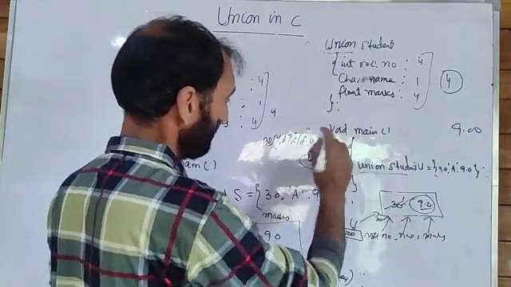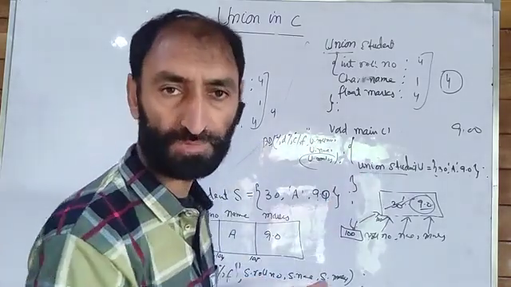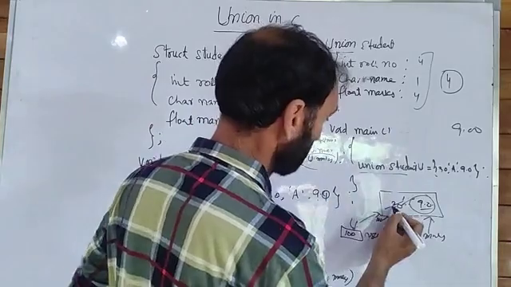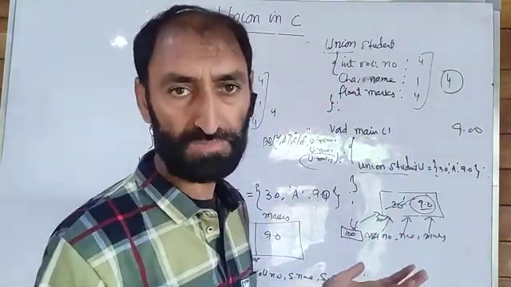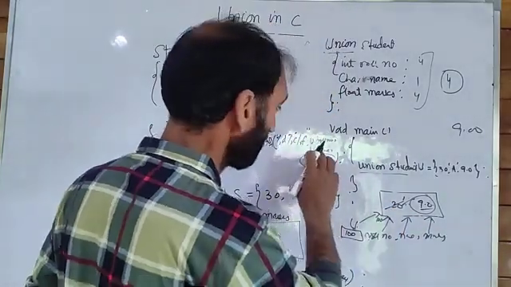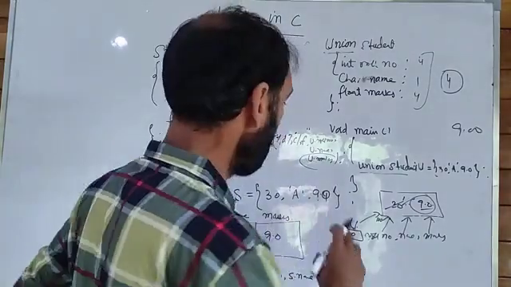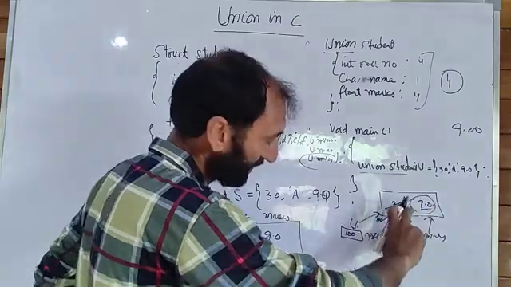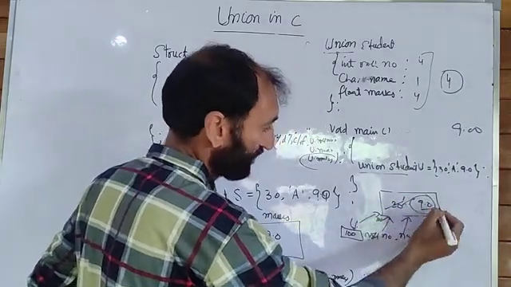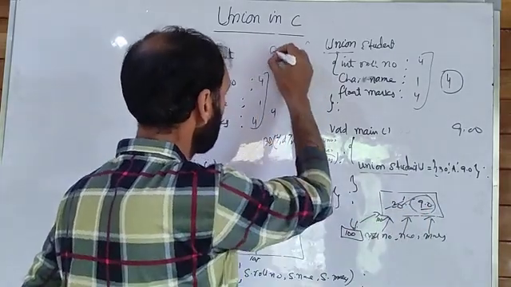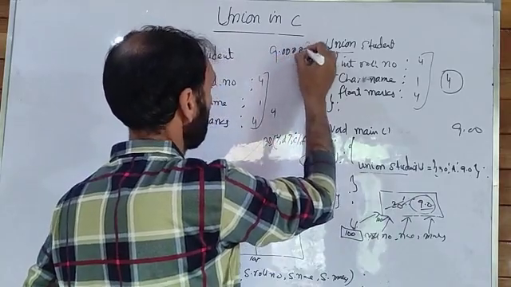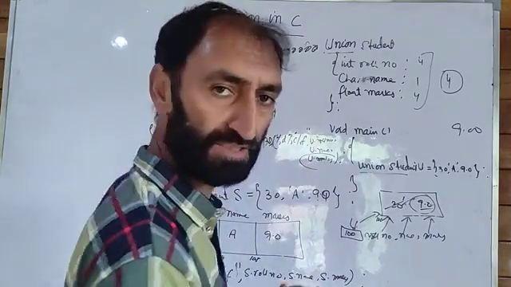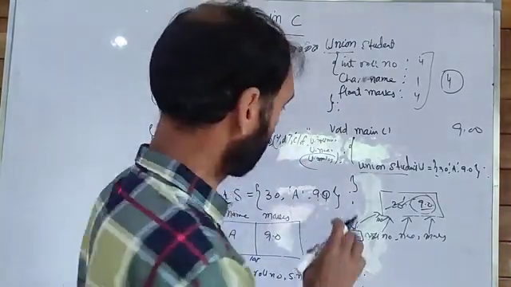The first, u.rollnumber, will print some garbage value because the first roll number no longer exists, as it has been erased. Then u.name will also print some garbage value, and the last value that exists in this memory location is 9.000000. So 9.00 with six zeros after the decimal point will get printed by this instruction.